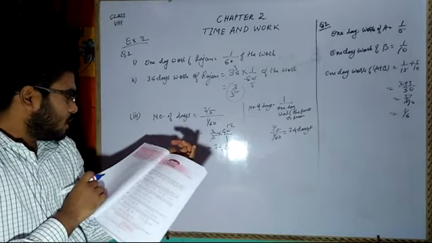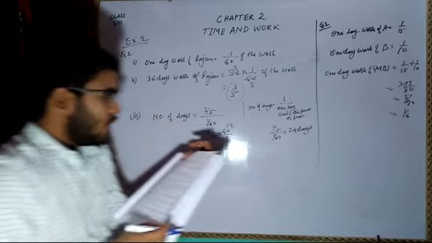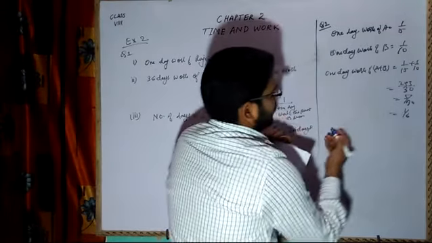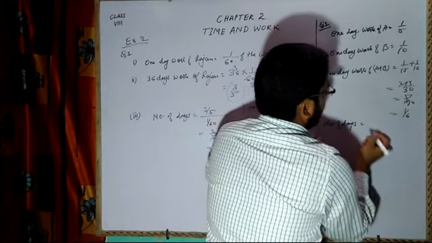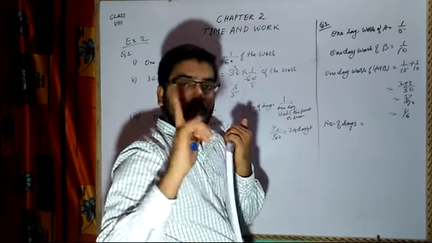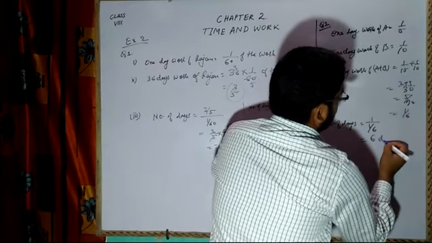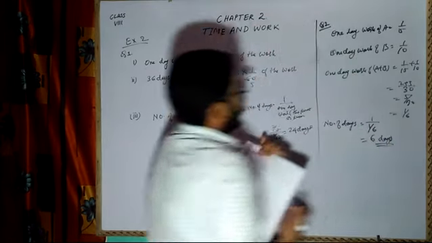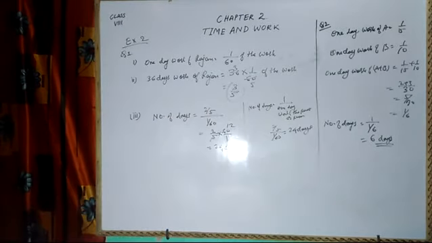Question number 2. In how many days, they are asking? How many days will they require to finish the job? Number of days is equal to what work is there? There is only one work. So 1 upon 1 by 6. That means 6 days. Now question number 3, 4, I will be solving. Don't worry.